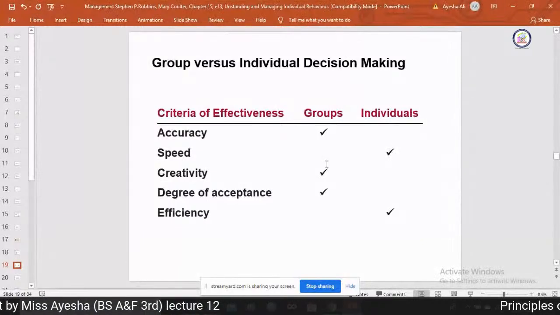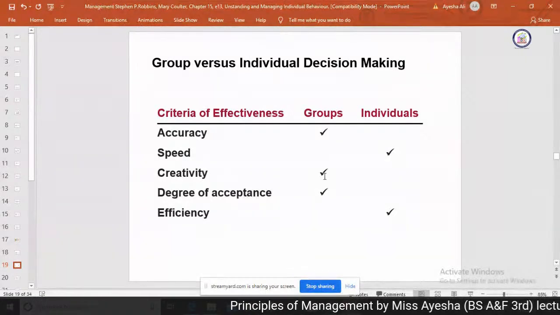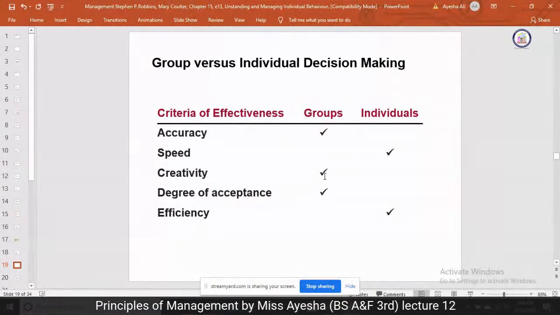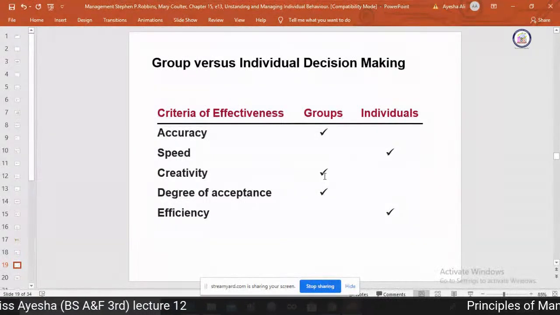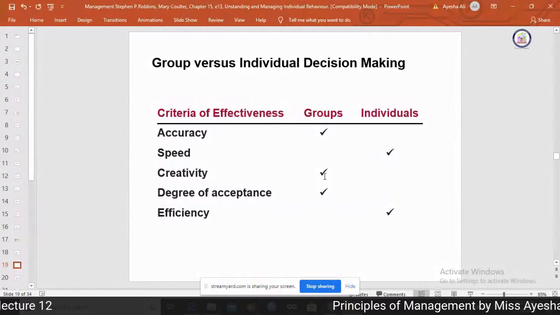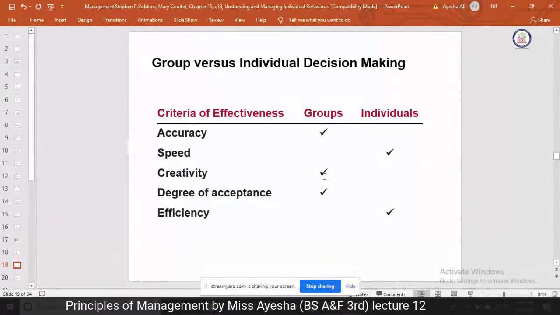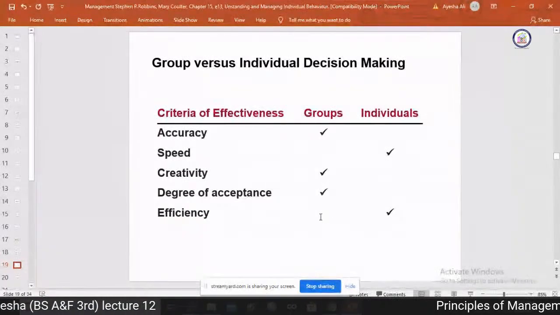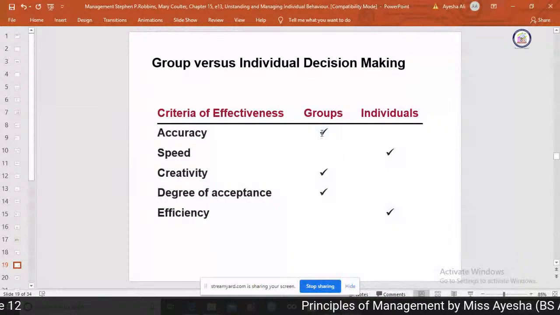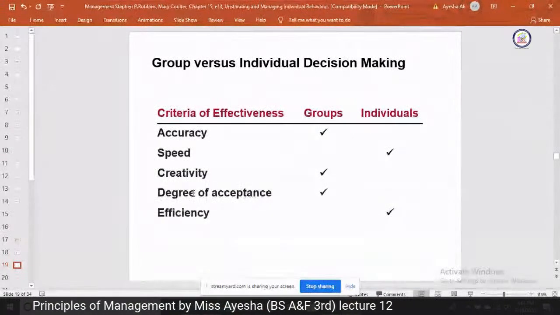Creativity is high in a group because there is the involvement of many people, and some have creative minds, and we are thinking in many ways. So there is creativity and good decision making, and the degree of acceptance is also high because it is taken by a number of people. Efficiency may be low in the group, but it is high in individual decision making.